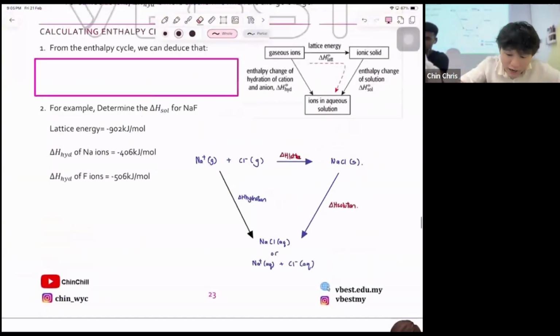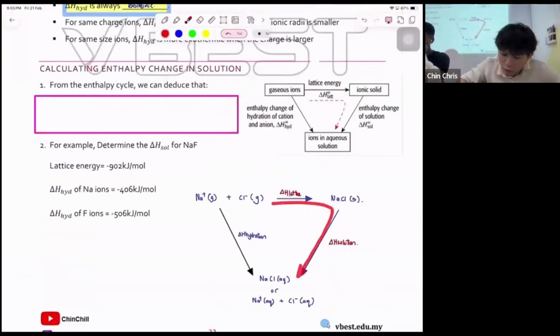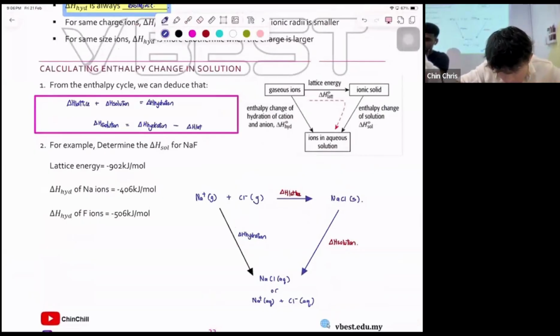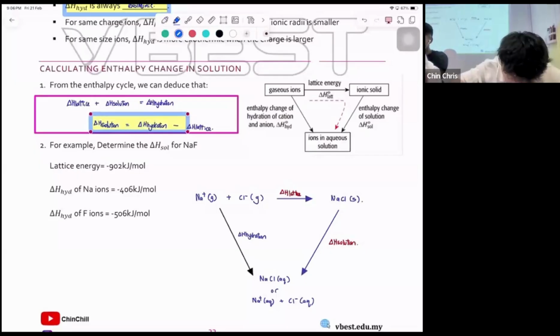According to this reaction, can you see that lattice plus solution equals hydration? So to rewrite in terms of solution, delta H solution equals delta H hydration minus delta H lattice. This is the formula that we use here in chapter 25. Write it down, guys.